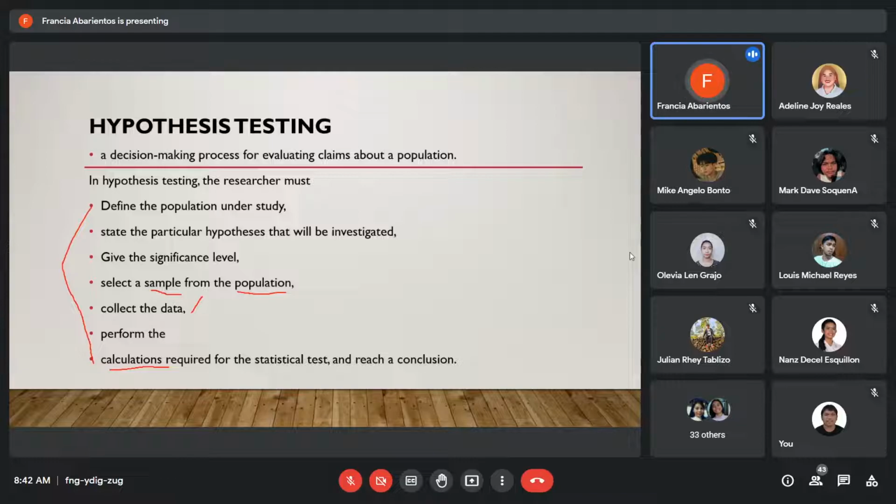So we have now the calculation for the statistical test, and last but not the least, you will now have your conclusion. If your given hypothesis, the null hypothesis or the alternative hypothesis, is true or not. Okay? So, magbabago yan.